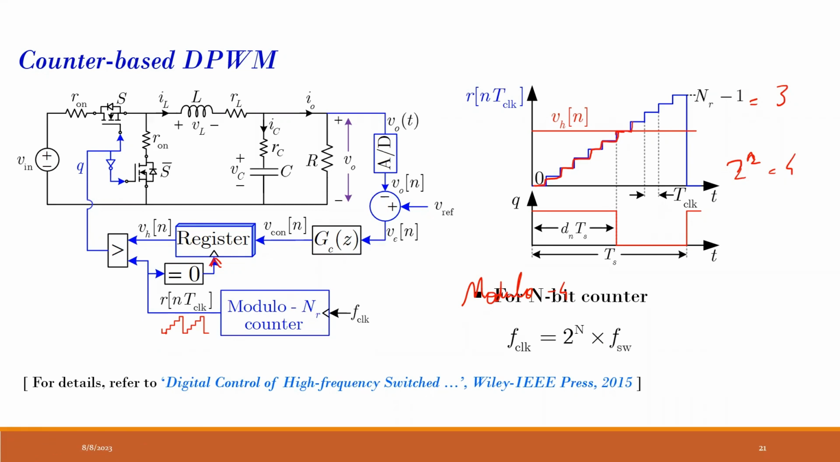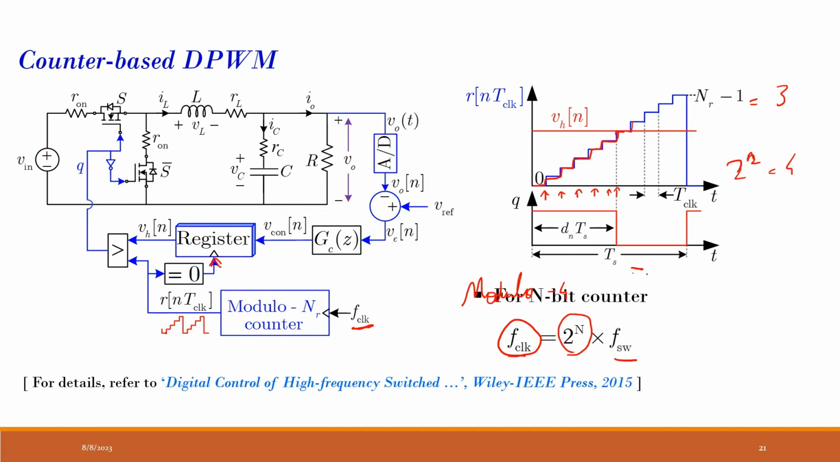Now, how will this happen? How will it see this something known as F clock over here? This F clock comes like this. F clock comes here, one more clock comes here, one more clock comes here, another clock comes here, another clock comes here, and further all that. So this is this F clock. So in total, if there are NR levels, then the clock frequency should be 2 raised to n into FSW.